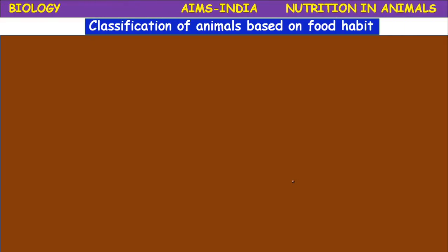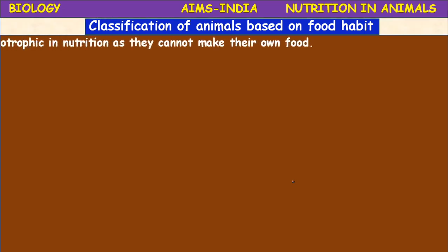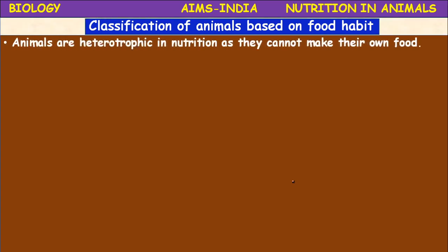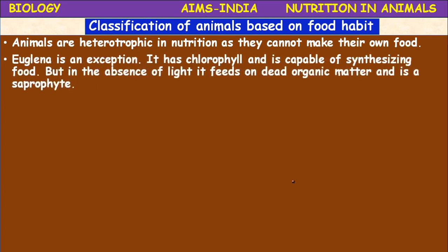Let us classify the animals based on the food habit. The animals are heterotrophic in nutrition. Why? Because they cannot synthesize their own food. One exception is there, that is euglena. It is also a unicellular microscopic organism. It has chlorophyll and is capable of synthesizing its own food. But in the absence of light, it feeds on dead organic matter and is a saprophyte. The euglena is a connecting link between animals and plants. It shows both animal characters as well as plant characters. It is a protist.